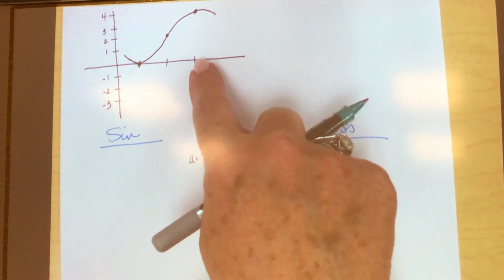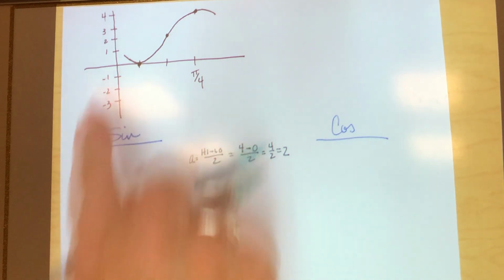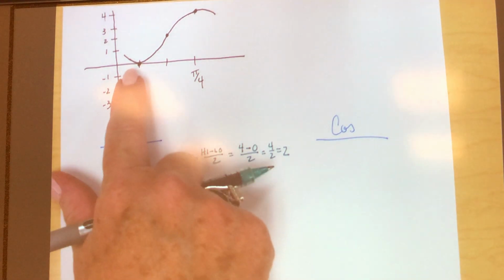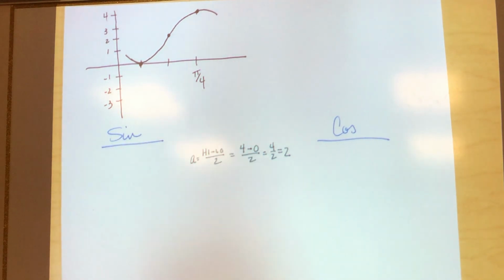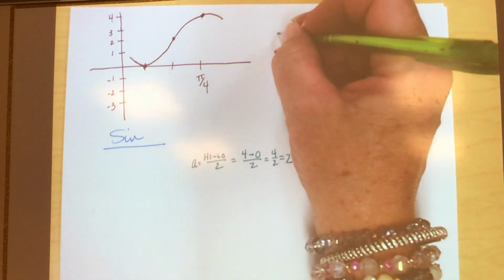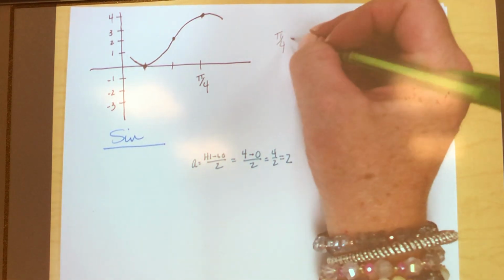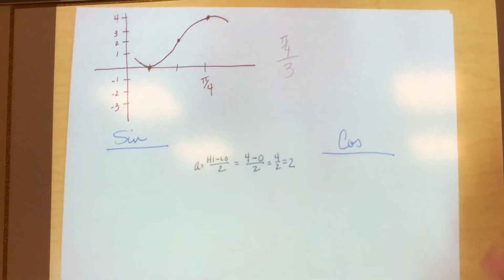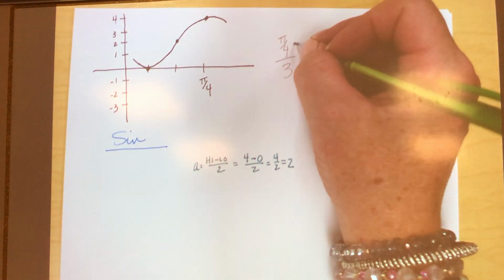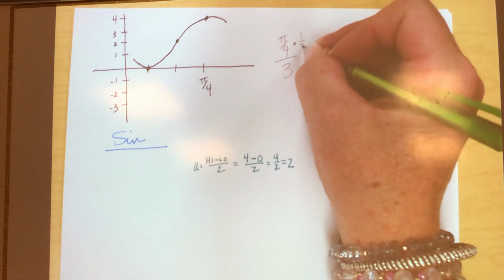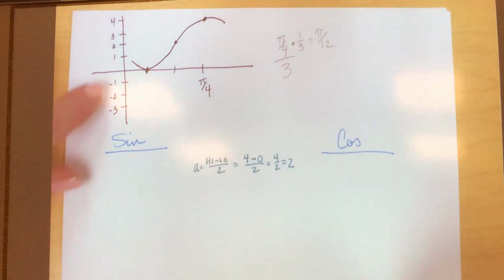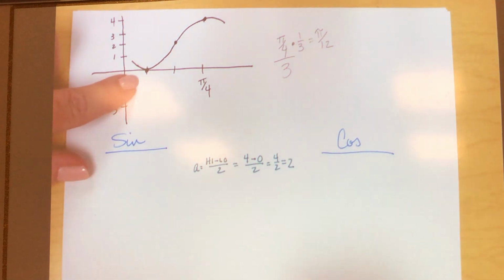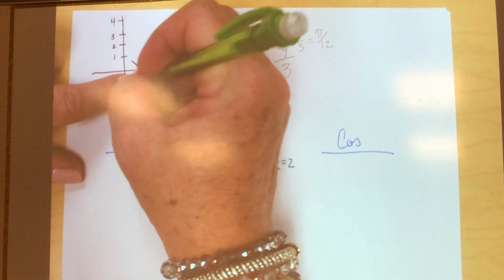Okay, so now we do need to find those tick marks. From here to 0, how many spaces? 1, 2, 3. So I need to take that and divide it by 3. So pi over 4 divided by 3. How do you divide by fractions? Flip the second and multiply. So times 1/3, so pi over 12. So this is 0, this is 1 pi over 12.